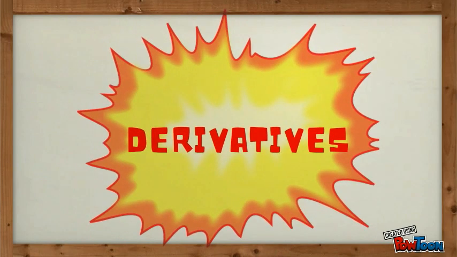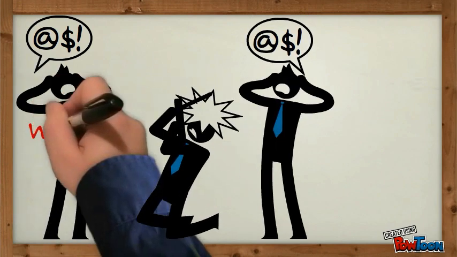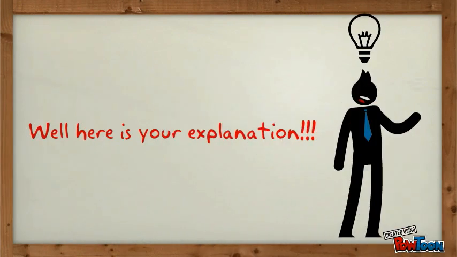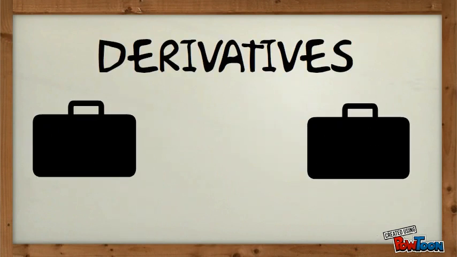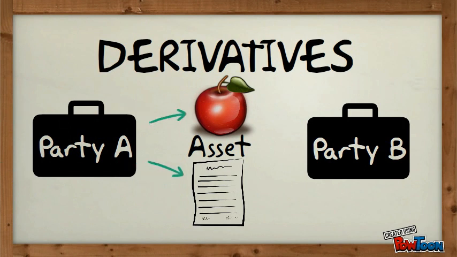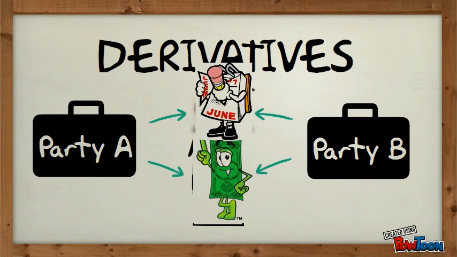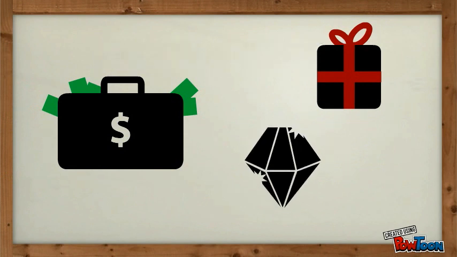Have you ever had any trouble understanding financial instruments such as derivatives? Well, here is your explanation. A derivative is a contract between two parties, where one party agrees to sell a good or asset and another party agrees to buy it, at a specific price on a specific date. The underlying assets commonly are commodities, precious metals, currencies, bonds, stocks, and interest rates, among others.